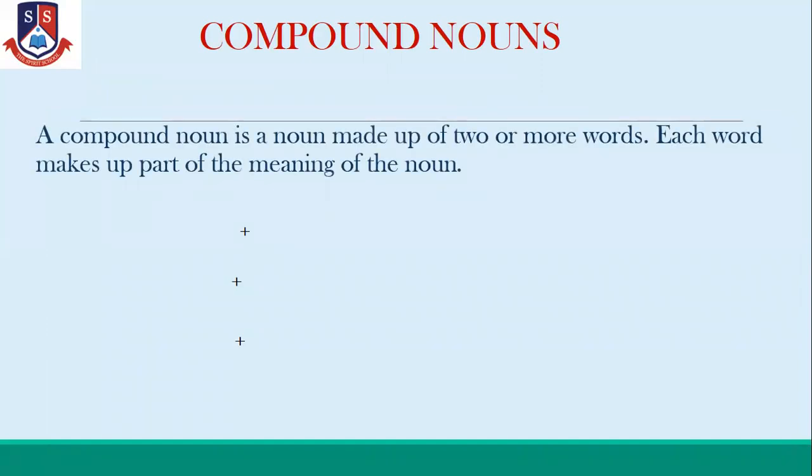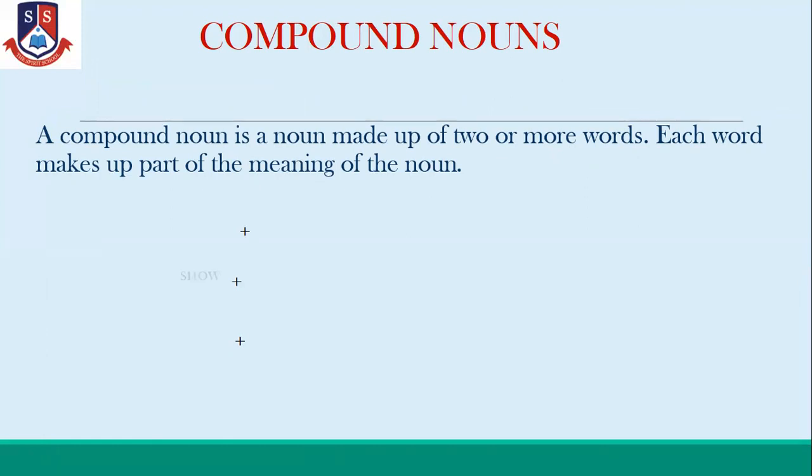A compound noun is a noun made up of two or more words. Each word makes up part of the meaning of the noun. So a compound noun, students, is made up of two words or more than two words, and each word makes up part of the meaning of the noun. It means that when the two words combine together, they give you one meaning, all right, and it makes up compound nouns.